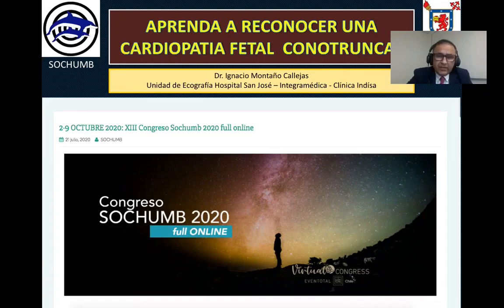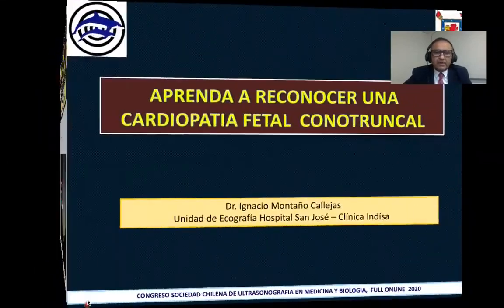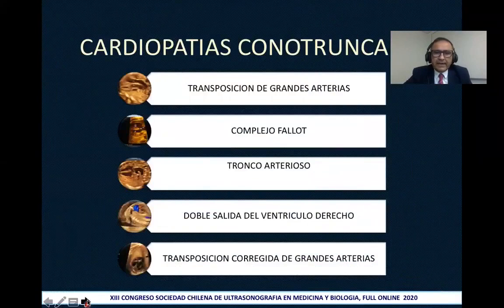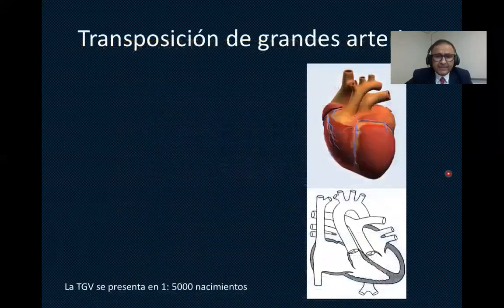On this occasion, I will present Learn to Recognize a Conotruncal Fetal Heart Defect. There are 5 conotruncal fetal heart defects: transposition of the great arteries TGA, tetralogy of Fallot, persistent truncus arteriosus, double outlet right ventricle DORV, and congenitally corrected transposition of the great arteries.